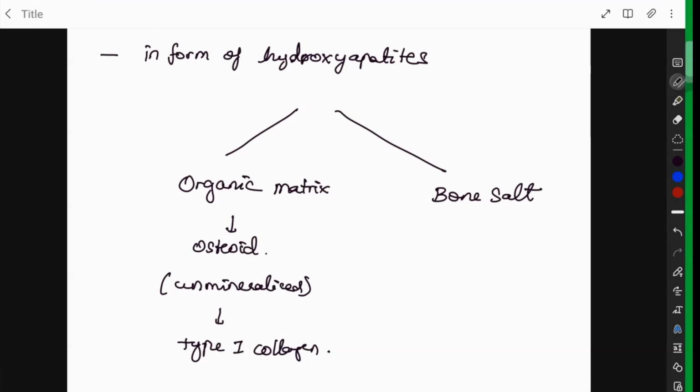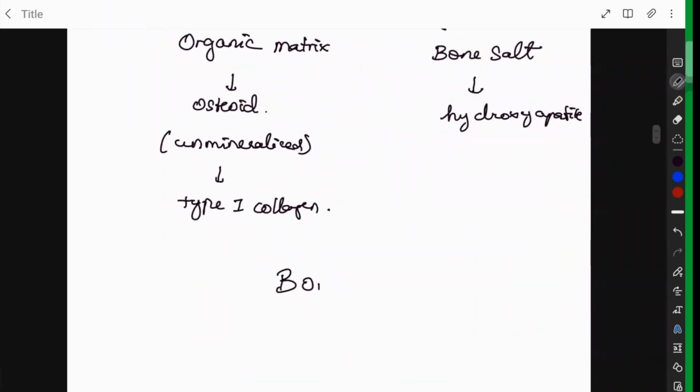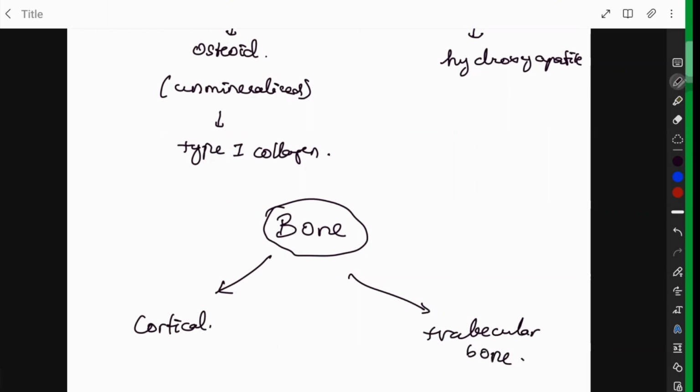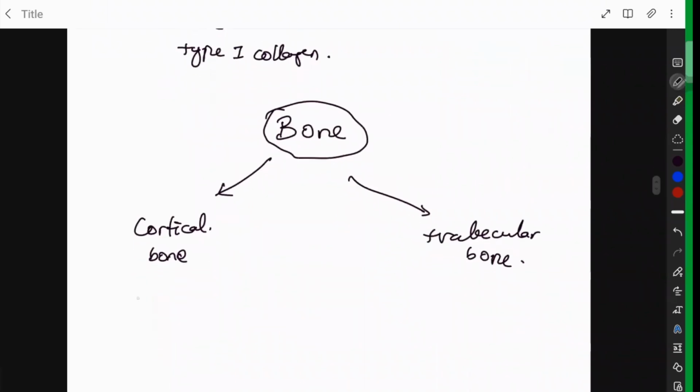Whereas your bone salt mainly consists of hydroxyapatite crystals, calcium phosphate hydroxyapatite, along with magnesium, sodium, potassium and carbonate. Overall, your bone can be divided into two types: cortical bone and trabecular bone. What is cortical bone? It is otherwise called compact bone, the outer layer of your bone. It constitutes 80% of your bone and receives its nutrition through Haversian canals.